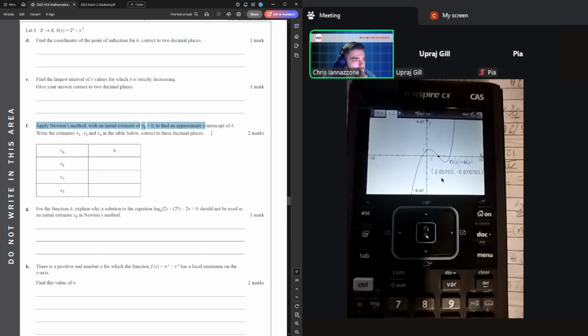Cool. Part F, Newton's method. Yeah, here we go. This is how Newton's method should be tested, because otherwise, if they just want the answer from Newton's method, then you can just CAS solve it, and there's no issue at all. If they do it this way, they kind of force you to use Newton's method because you have to give each of the individual x1, x2, x3 values as you're going through it.